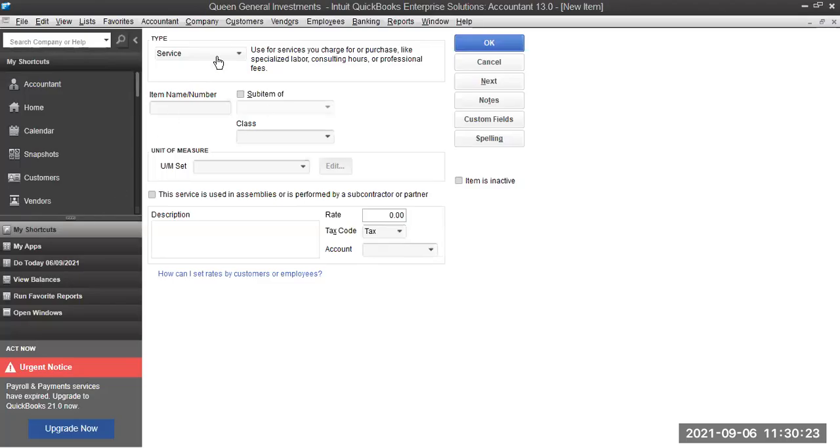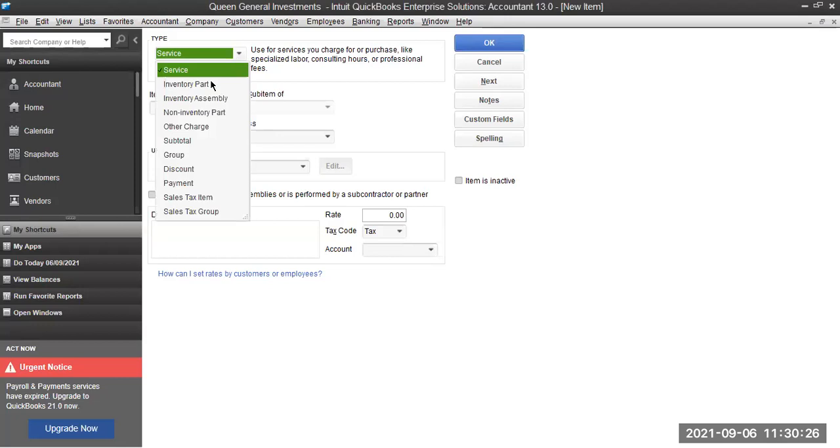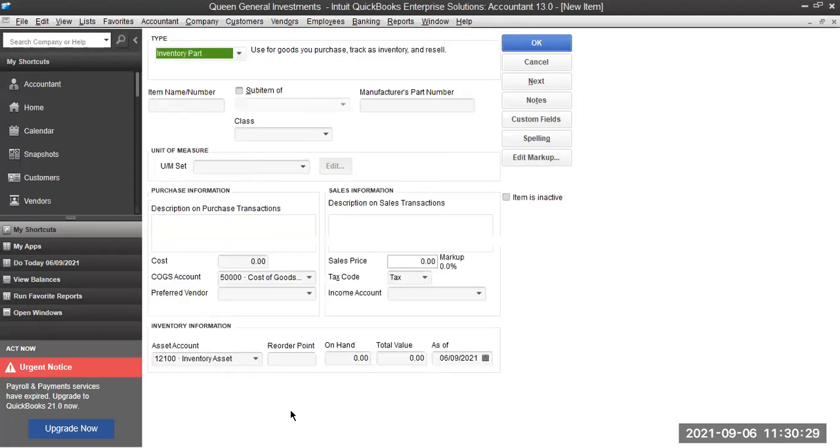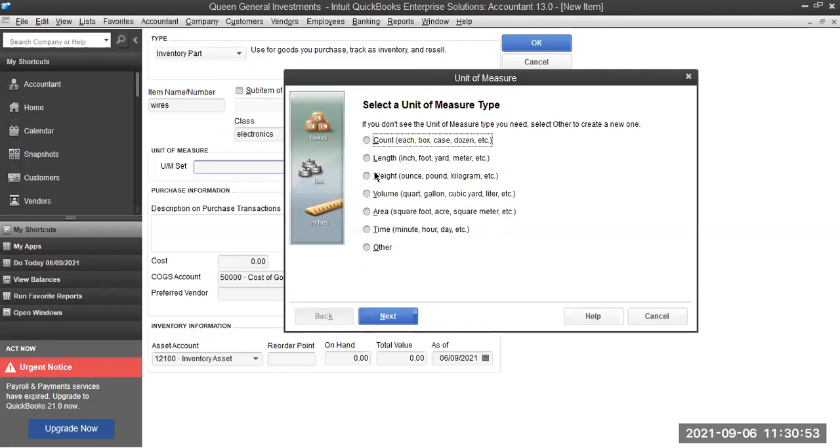Yeah, we are going to capture the second item, which is called wires. And wires, they fall under the inventory part. So under the inventory part, our item is wires, and it falls under class. I will still take electronics. Then these wires, they told us that they are measured in meters. So for the unit of measure, we just add a new one because we only have pieces. If they are measured in meters, that means meters is length. Select length, click on next.